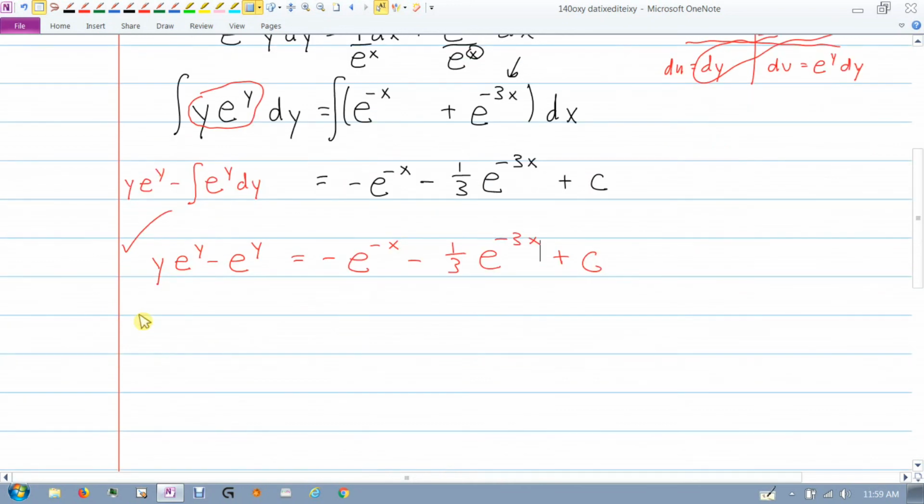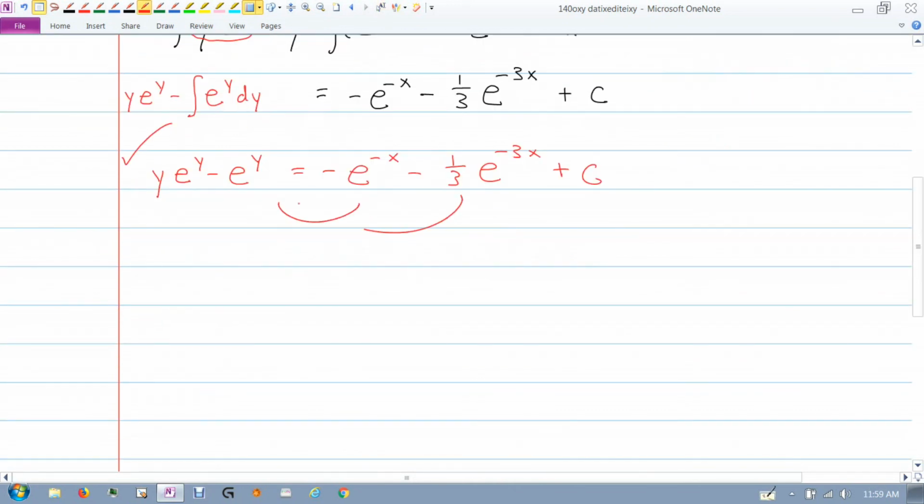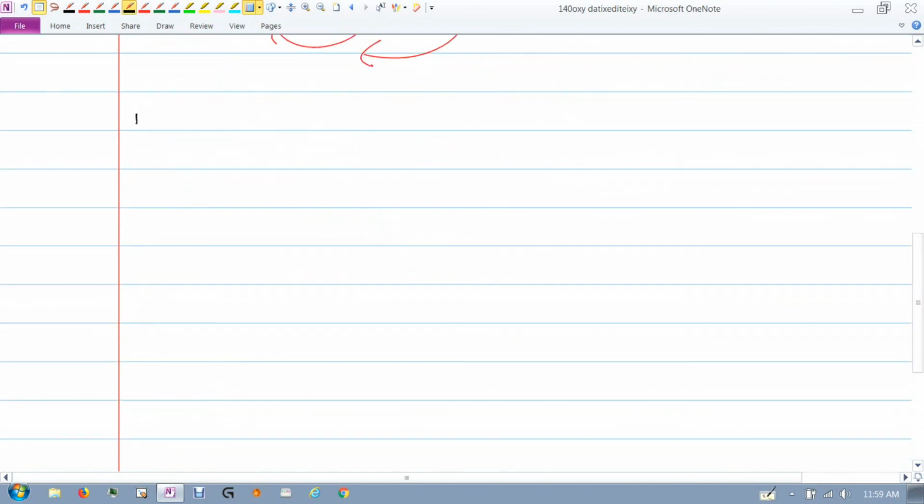They moved some things around, like they moved these two terms to the left, but it's the same thing. All right, number 15. I have (4y plus yx squared) dy minus (2x plus xy squared) dx equals 0.